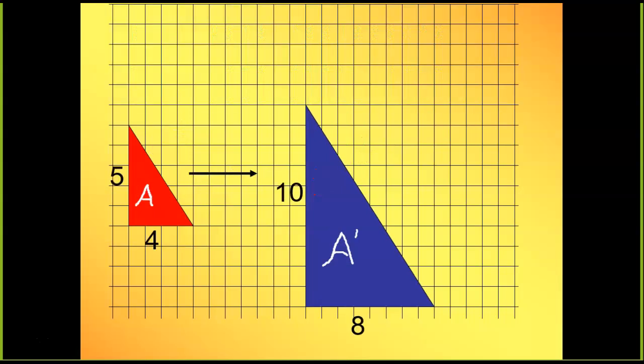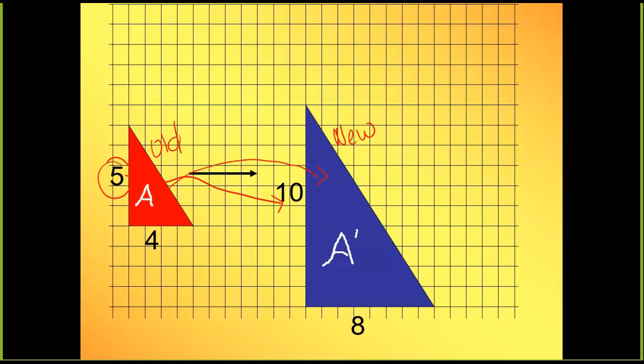All right, so you should have gotten these measurements. Remember, this is the old, this was our new. So we know we're starting small, going to big, and we said our scale factor has to end up being greater than 1, right? Okay, so we have to think, 5 times some number will give me 10.